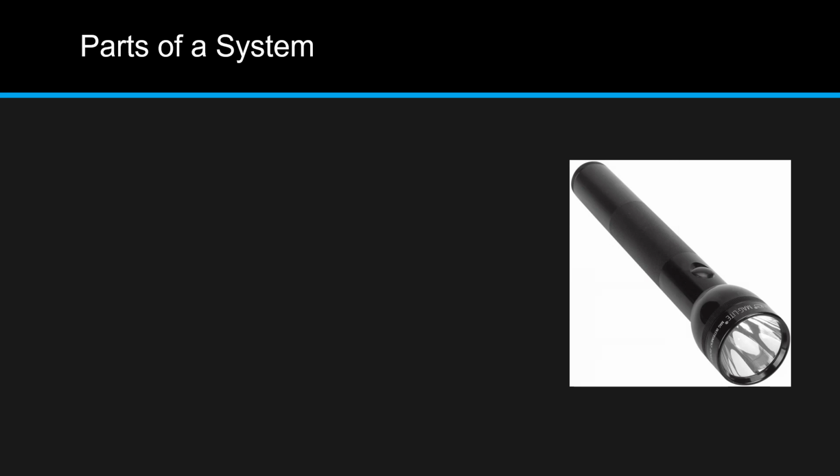All systems have parts that work together, and these parts have certain names. Let's use a flashlight as an example of a system as we go through the different parts. First, we have the input. The input is the material or energy that is put into a system. Think of it like the source of power or energy for a system, what makes it go.